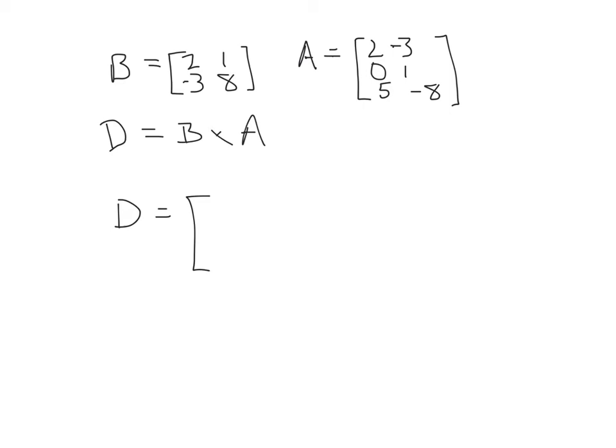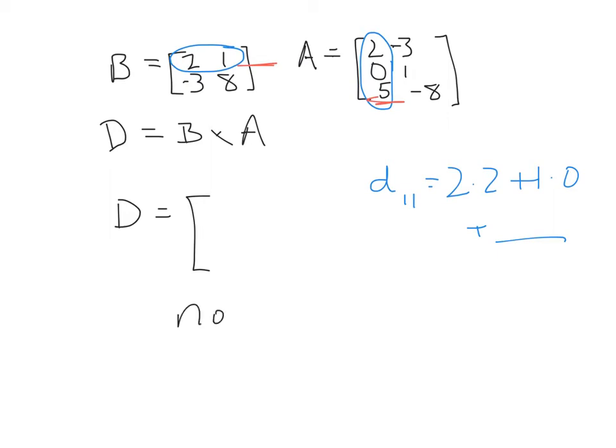And so we say, okay, we're going to take the first row from matrix B, multiply it by the first column from matrix A, and so D11 will be equal to 2 times 2 plus 1 times 0 plus, we've got a problem because we've got nothing here to multiply by the 5. So as you can see, we actually can't do this product. So the multiplication for matrix D can't be done, so we've got no solution here.